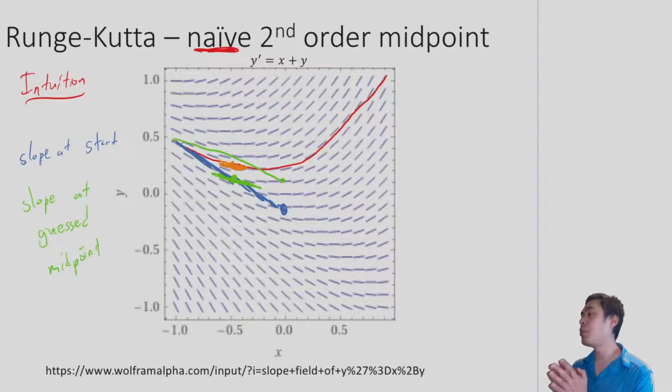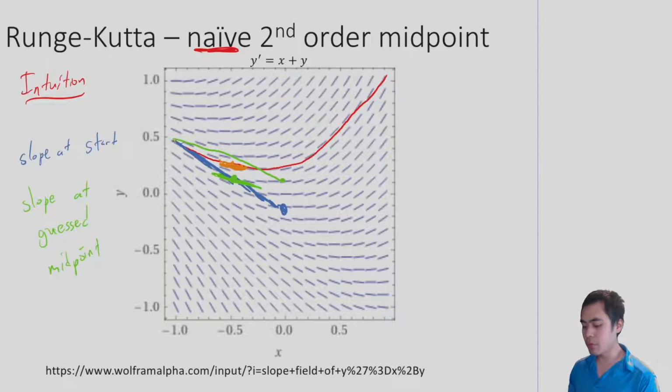Yes, the guessed midpoint of the blue line. So the blue line is our guess for the function, one guess for the function using Euler's method. And so what we do is we use Euler's method to guess the midpoint, and then we look at the slope at the midpoint, and then use that instead for the original line to begin with. And so that's our second order guess.